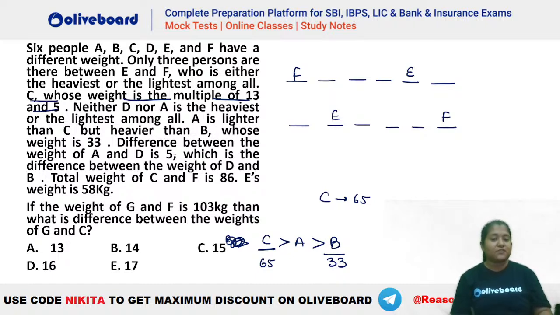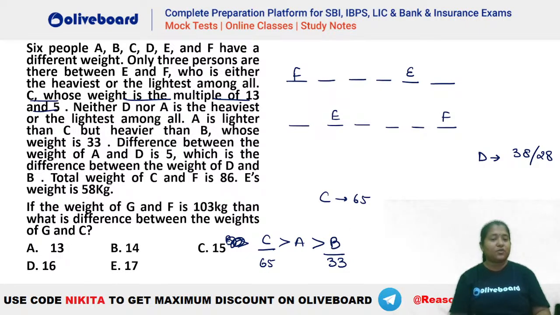Difference between A and D is 5, which is the difference between D and B. So you can see D and B has to be a difference of 5. So D has to be either 33 plus 5, that is equal to 38, or it can be 33 minus 5, that is equal to 28 here. So either 38 or 28 has to be the value for D. But remember, D cannot be the lightest or the heaviest person. So D being the lightest is not a possibility.